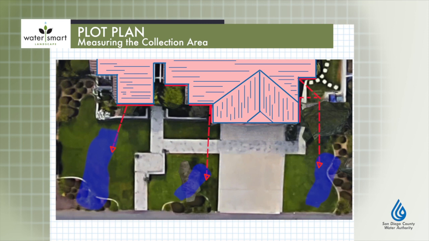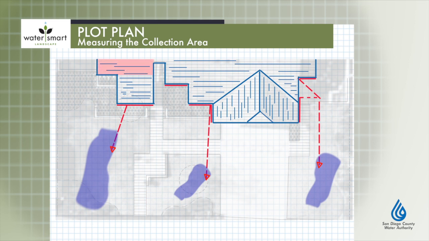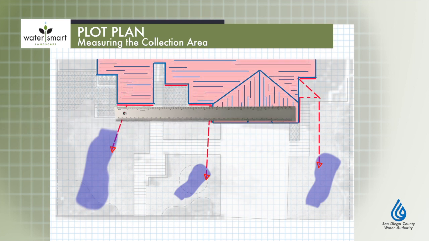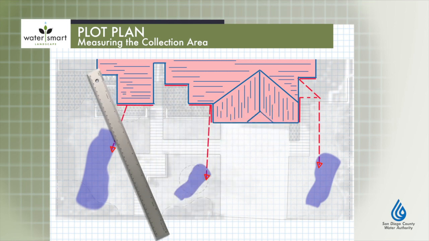Next, measure the collection area of your roof. Although you can use the satellite view, a more reliable way to measure your roof is to break the areas into simple geometric shapes like squares, rectangles, and triangles. By finding the area of each geometric shape, you can determine the total square footage of your roof's collection area.